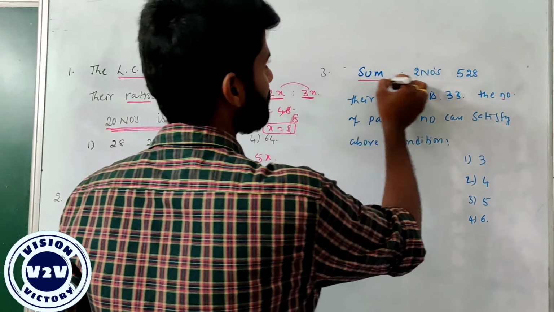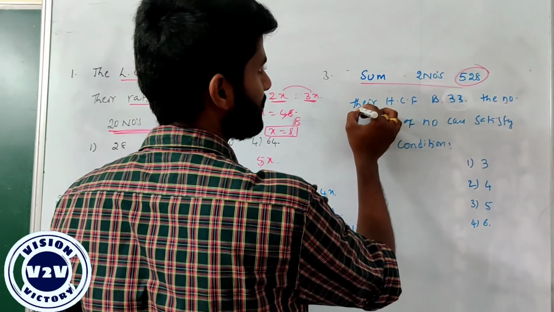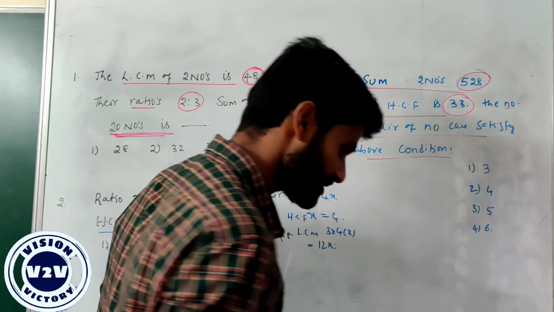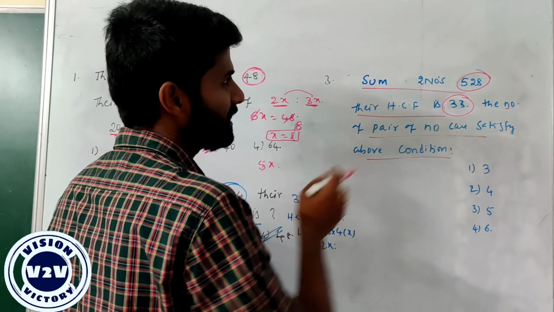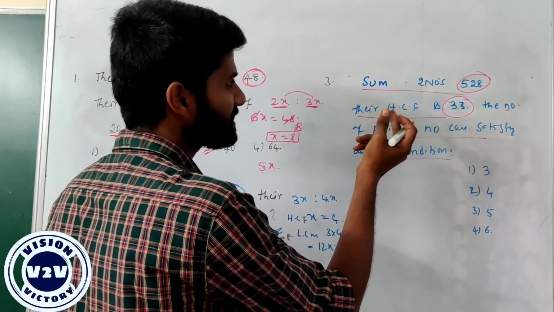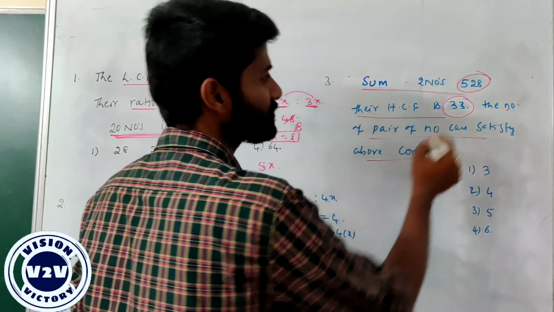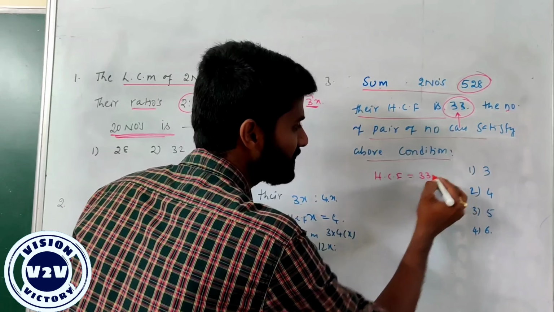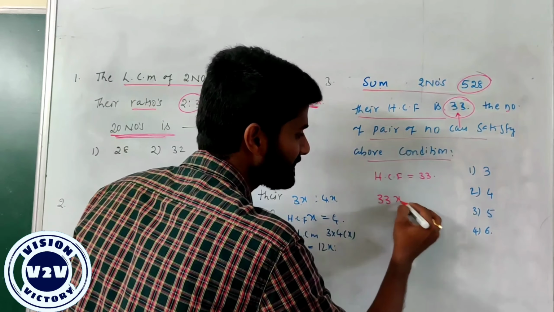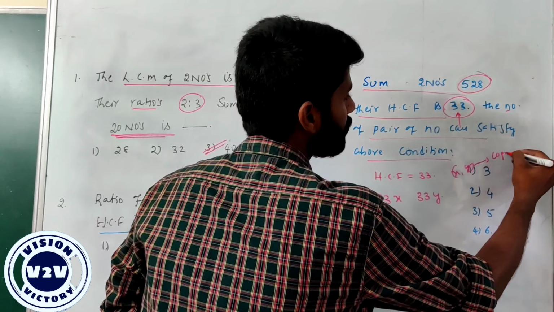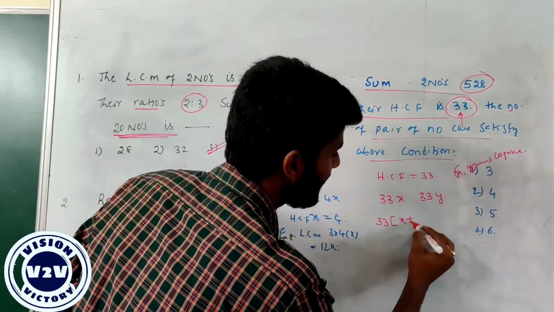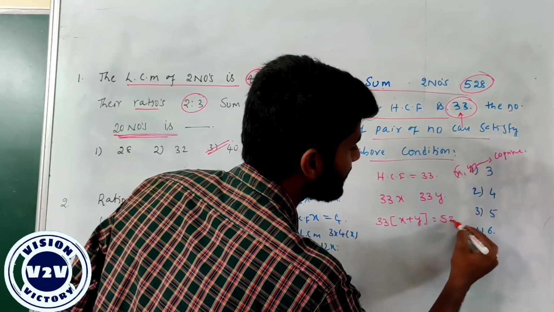See, the sum of two numbers is equal to 528 and their HCF is 33. The number of pairs that can satisfy the above condition. Clear? So this is the example. See, we don't have any information related to the sum and HCF, so we have a reverse concept. If the HCF is given, we assume the numbers are 33x and 33y, and x comma y is exactly the co-prime number concept. If the sum of the two numbers means 33 into x plus y, exactly equal to 528.